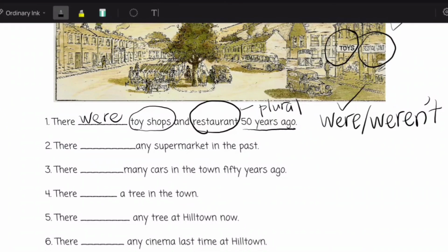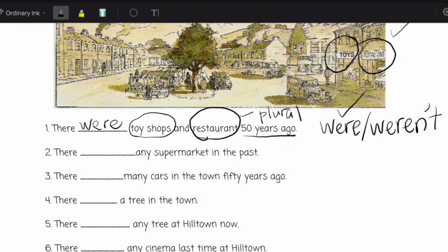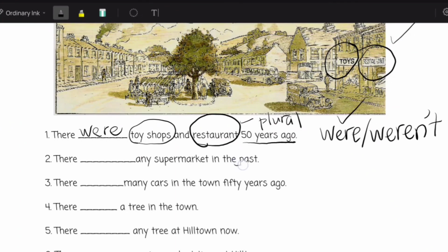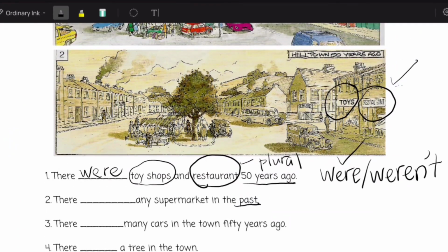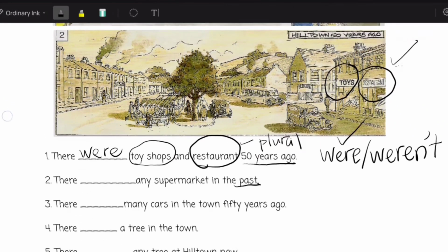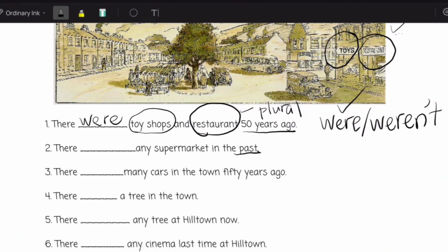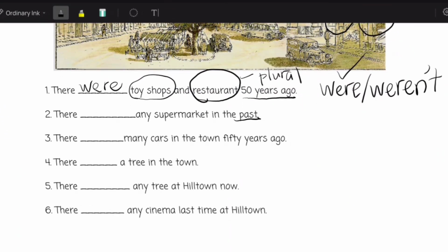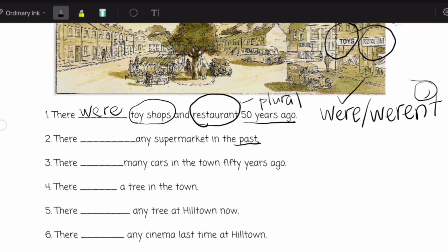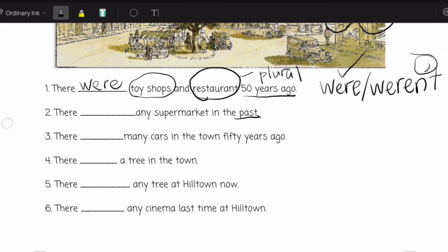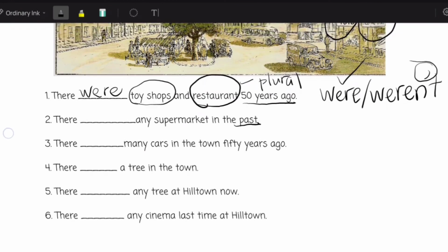For the next sentence, you do the same. There any supermarket in the past. Past maksudnya yang sudah lalu, masa lalu. So in the past. Look at this one again. Is there any supermarket? You think about it. Fikirkan dulu. Cari, fahamkan, baru pilih dan tuliskan jawapan kamu. Sudah siap? Semak jawapan kamu. Semak ejaan, terutama yang ada apostrophe. Pastikan apostrophe itu di tempat yang betul. So you have 6 questions for you to answer. That is all, class. Thank you and bye.